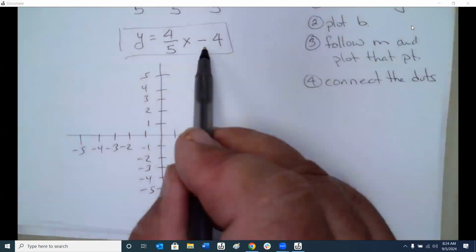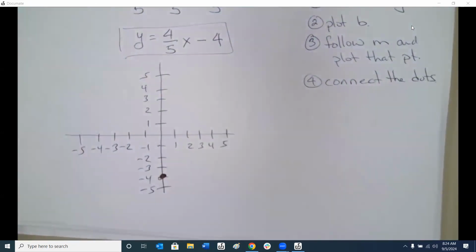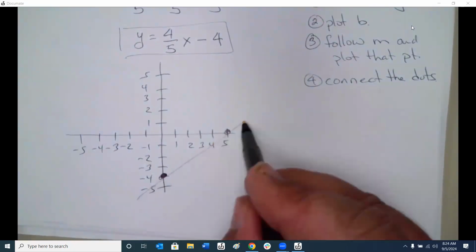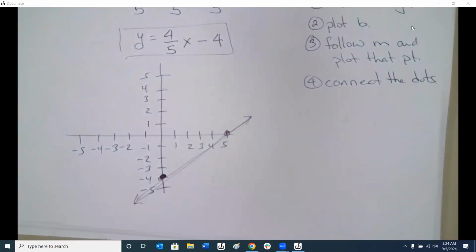All right, so the y-intercept is at -4. The slope says go up 4 over 5. There's the graph. Pretty straightforward.